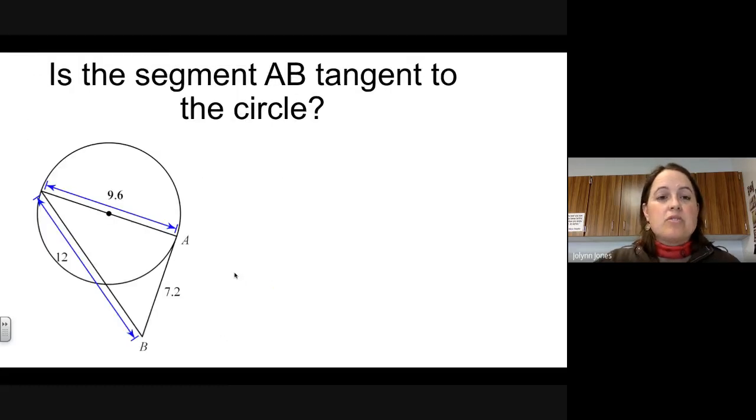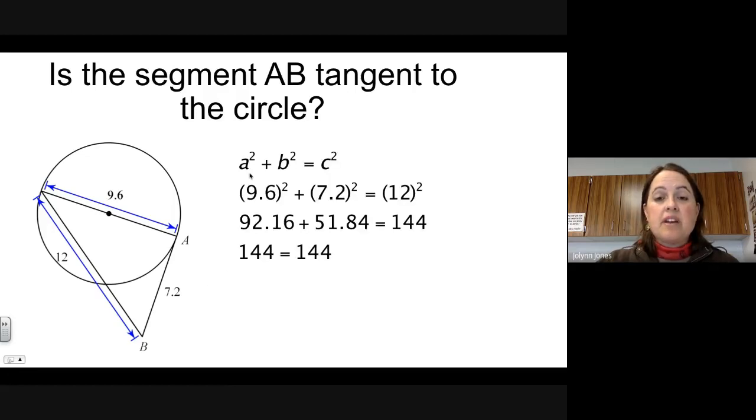Okay. So this one, I'm asking you, is the segment tangent to the circle? Well, if it is going to be tangent, that means that angle A right here is going to end up being 90 degrees. Now, the way that we can prove that is by using the Pythagorean theorem, a squared plus b squared equals c squared. And I would just put in my legs, 9.6 squared plus the 7.2 squared should equal the 12 squared.